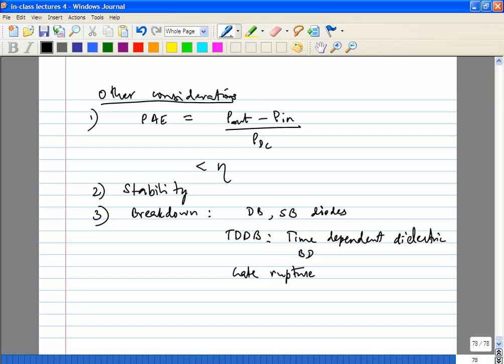Gate rupture. Obviously, gates are getting thinner and thinner, so you have to start worrying about fields in the gate, which can actually break down your gate oxide.